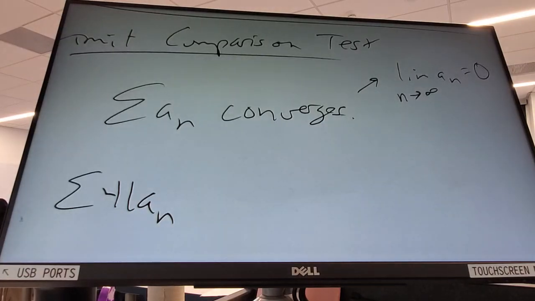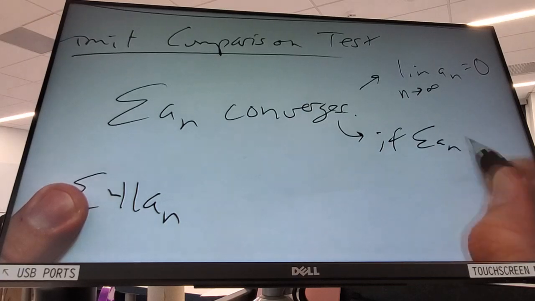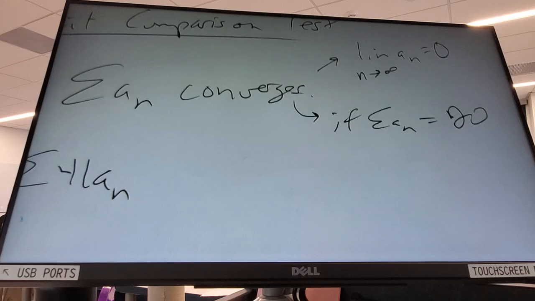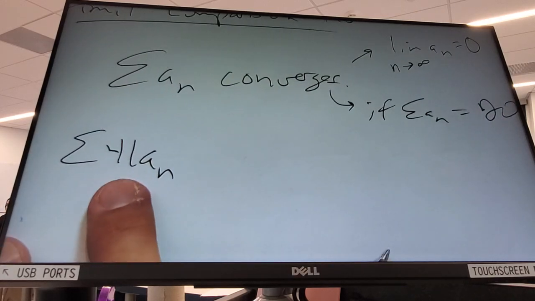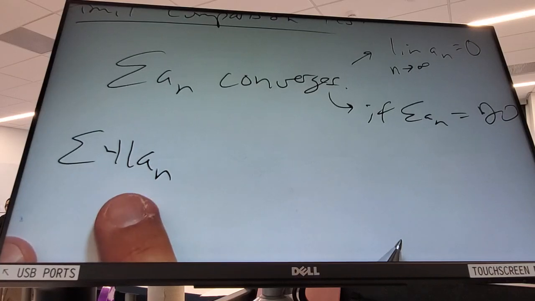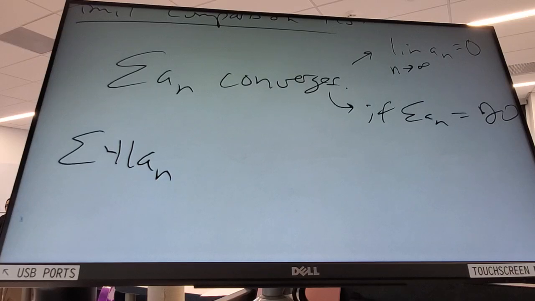Now, more directly, if it converges, what does that mean? Just straight up. Say again? Yes. It's equal to a finite number, correct? So if the sum of a_n, let's just say it is 20, whatever that series is, yes? What's this got to do? Huh? It would just be 41 times 20, yes?